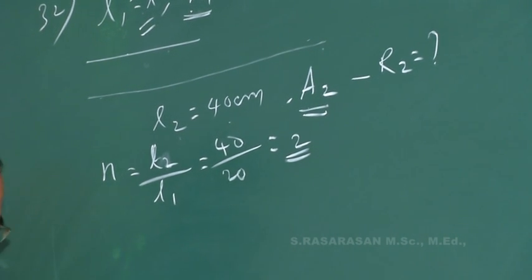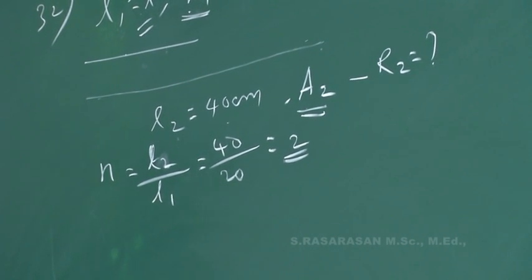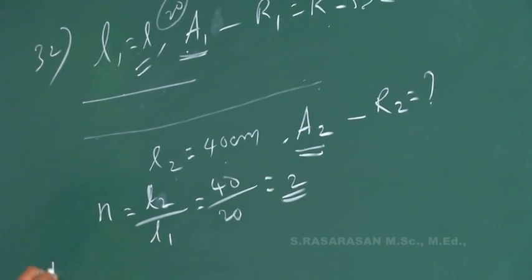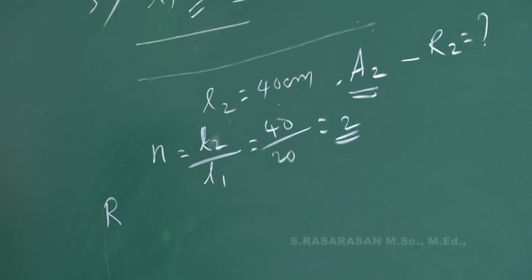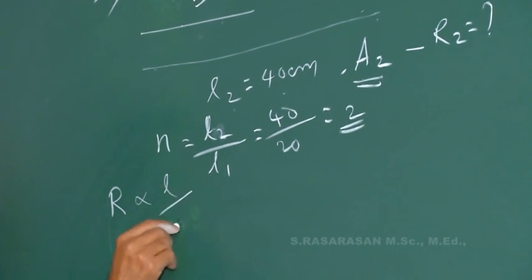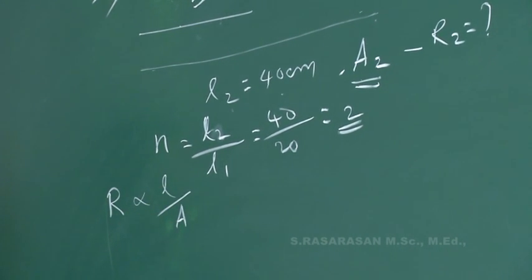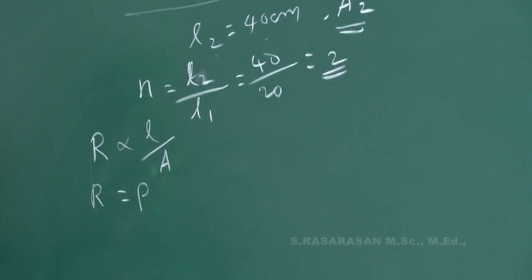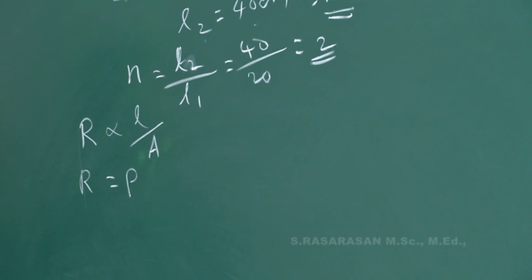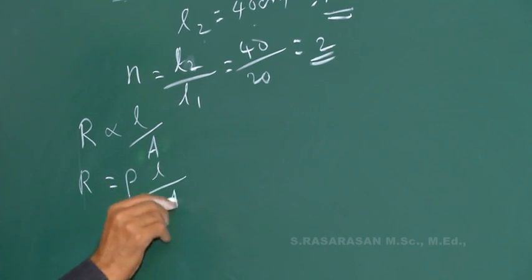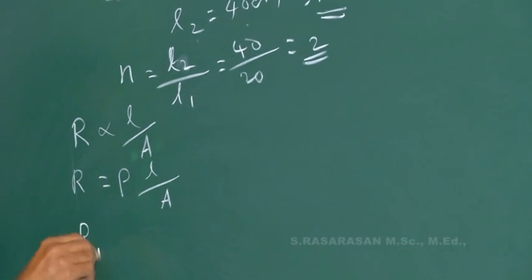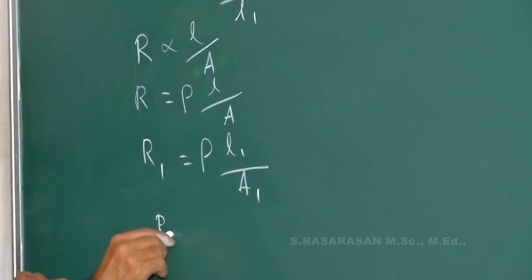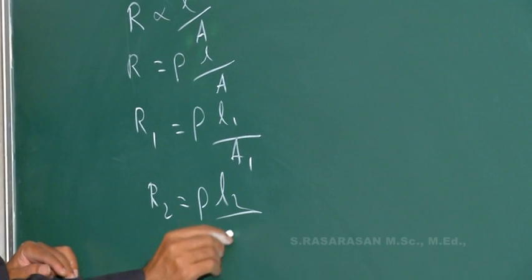Once again, here also the problem is related to resistance, length and cross-sectional area. The resistance of a wire is directly proportional to length and inversely proportional to cross-sectional area. R is equal to the proportionality constant, specific resistance or resistivity, rho, into L by A. Write the equation for the first one: R1 is equal to rho into L1 by A1. R2 is equal to rho into L2 by A2.